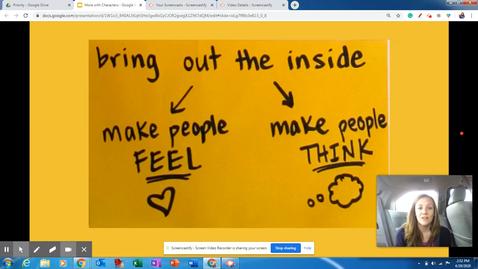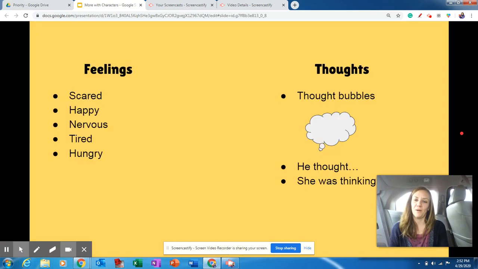Another thing we can do with our characters is make them feel and make them think. Bring out their thoughts and feelings that are on the inside. We want to bring them out and put them on the paper. So, some really great feeling words are scared or happy, nervous, tired, hungry. Those are really great feeling words and explain to us how our character is feeling.